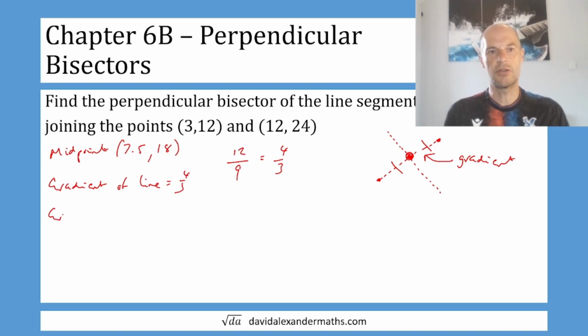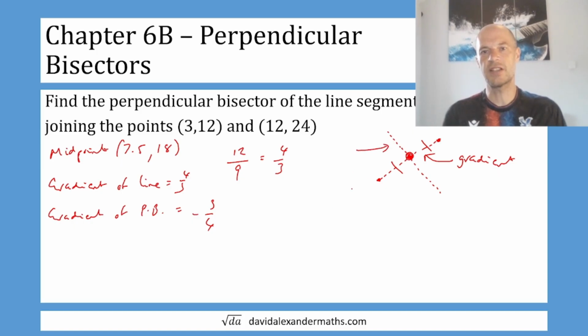So therefore the gradient of the perpendicular bisector is going to be the negative reciprocal of that. So flip it, that's 3/4, and change the sign so it's -3/4. Okay, so the equation of this line is going to be y equals -3/4 x plus c.